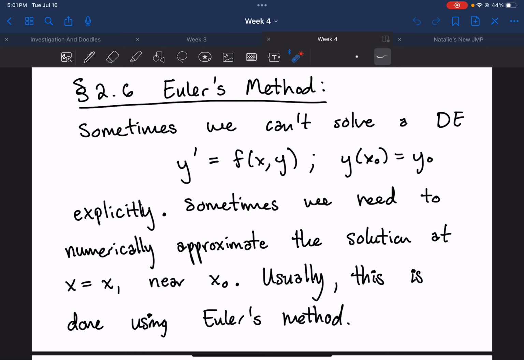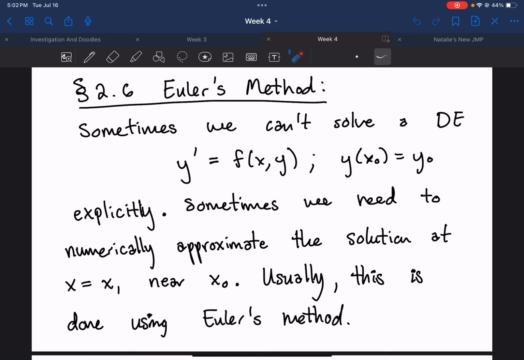It's not always the best case, especially if we're given this initial condition, so we know that at x naught the function goes through this point y naught, and you want to know the solution far away from that. That can be a bad time to approximate. But if they tell you the function value at, say, x equals 1, and you want to approximate at x equals 2, well, that's not too far. That's not too bad.